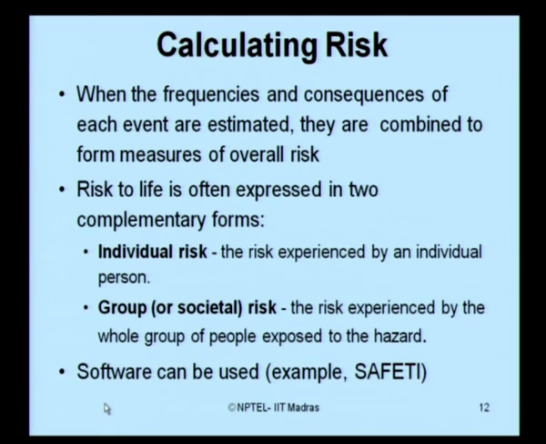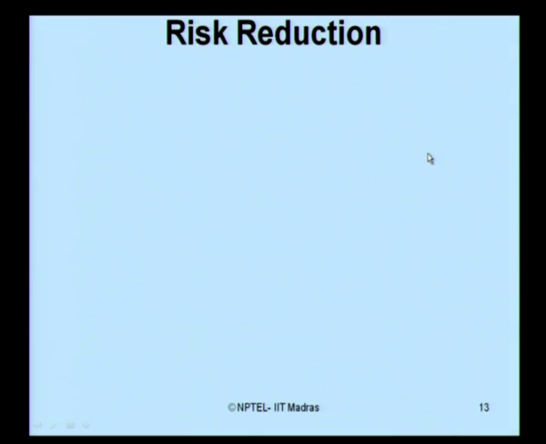You can also use a software to estimate the risk. For example, Safety is one software which can be used for estimating risk, once you have the frequency and consequence of the events identified by you. Once you have the risk picture in front of you, we can talk about what we call risk reduction. Can I really reduce the risk?